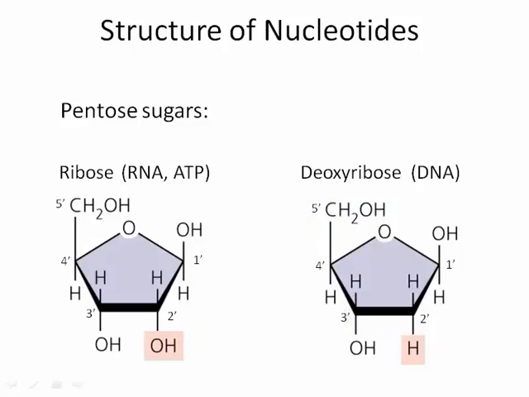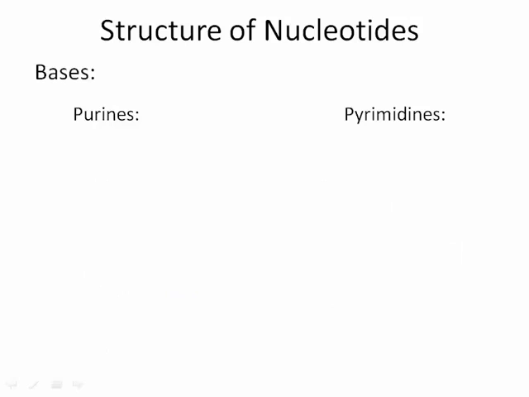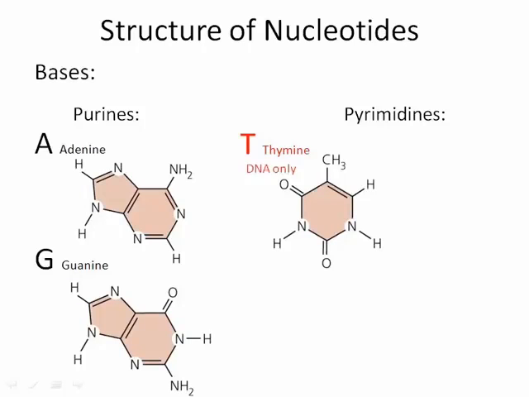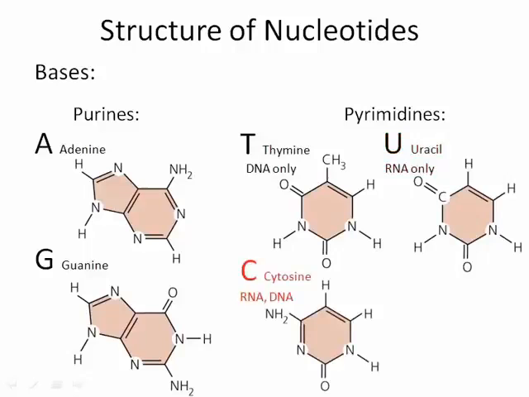Now, let's look at the nitrogenous bases. The purine bases, each with 2 rings, are adenine and guanine. Both are found in RNA and DNA. Pyrimidine bases, with 1 ring each, are thymine, found only in DNA, uracil, found only in RNA, and cytosine, found in both RNA and DNA.